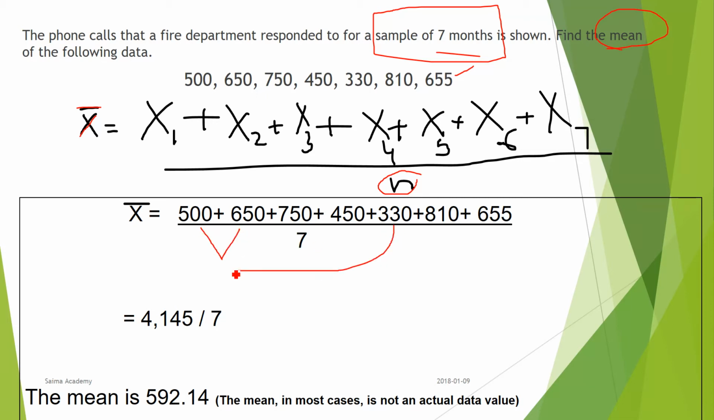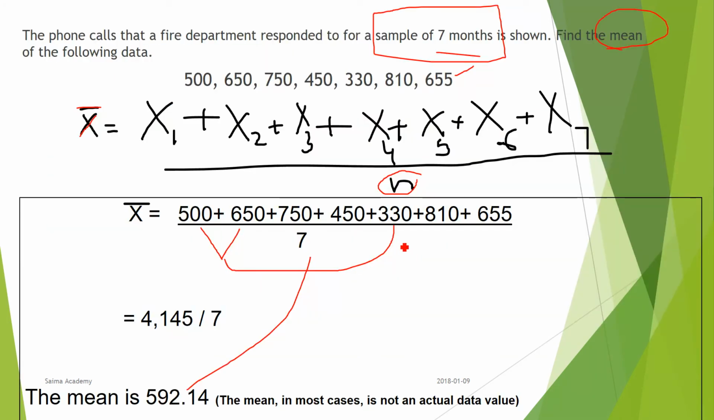See, in this month they have received 500, then 650, then so on. In this month they have received 330, but the mean or average is 592 calls per month. This is the measure of central tendency through mean, and the mean in most cases is not an actual data value. What does it mean? See, 592 is not an actual data value. You have 500 calls, 650 like this. So mean is not an actual data value. You have to add and divide it by the total number of months, or whatever your n is, right? So this is the mean.